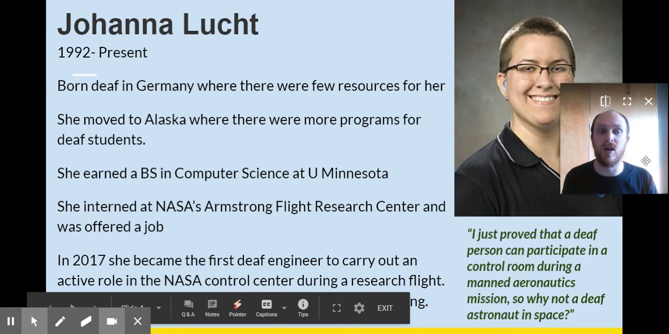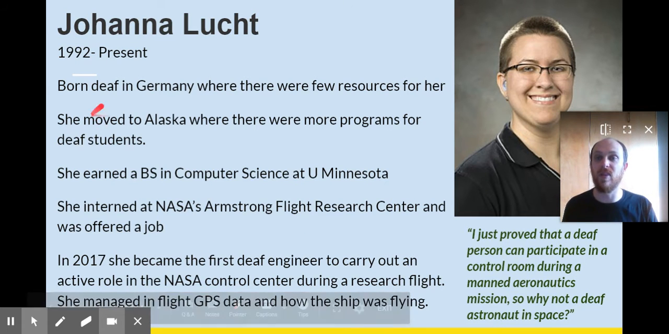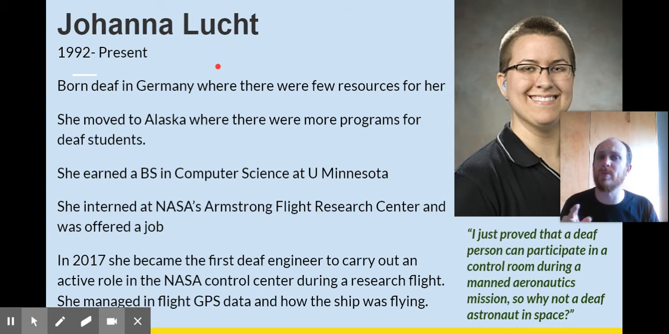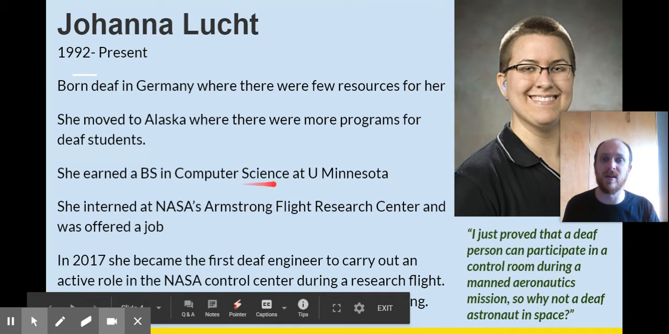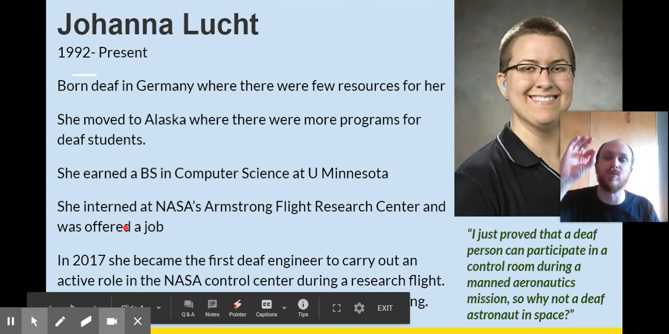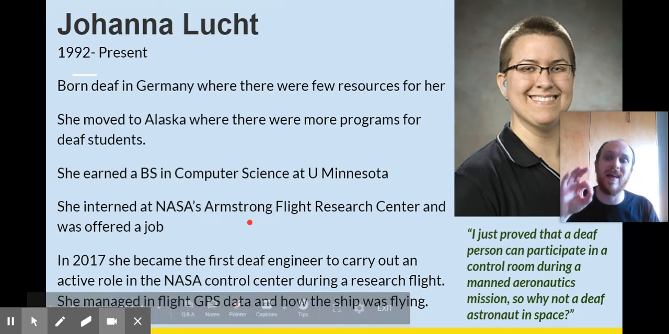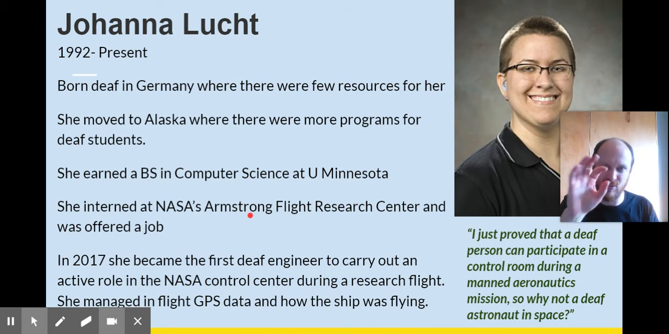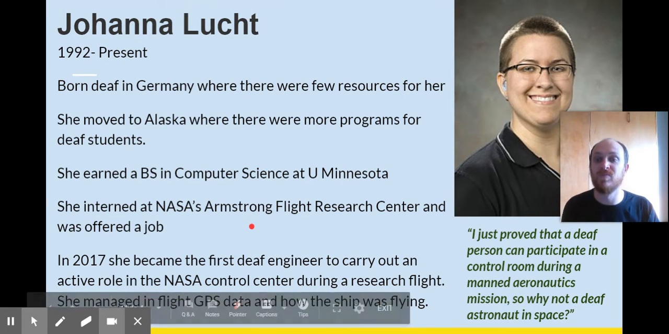This is Johanna Lucht. You might think about how old she is. She was born deaf, in Germany. And in Germany, when she was born, there weren't a lot of resources for her. Her family moved to Alaska, where there are remote programs for deaf students. She went on to get a bachelor's degree in computer science at the University of Minnesota. And she started working at NASA, which is so cool. She got an internship, which is like an unpaid job, at NASA. And then she was offered a job after that. That's why people do those unpaid internships.